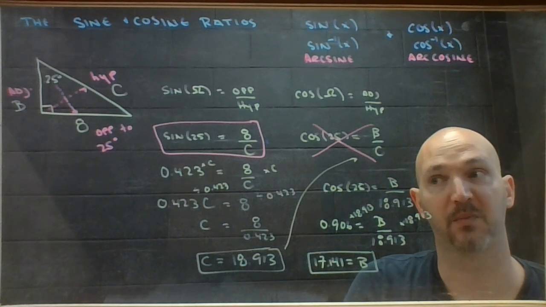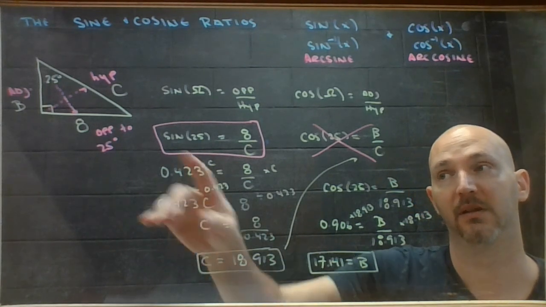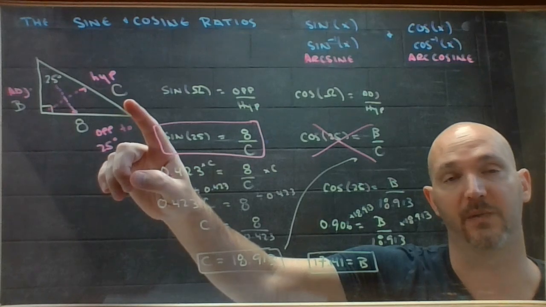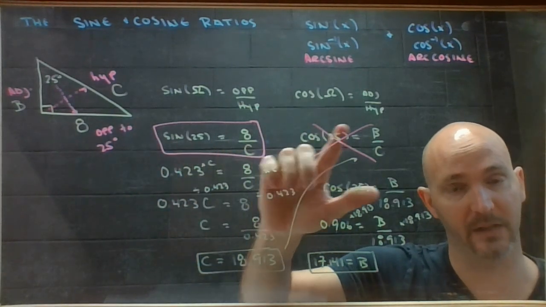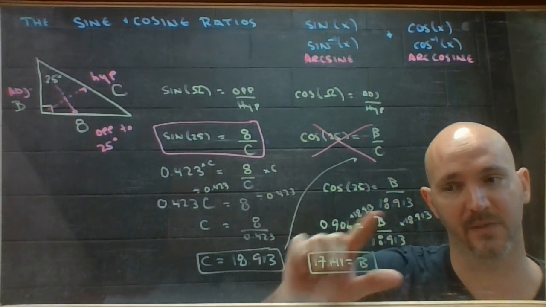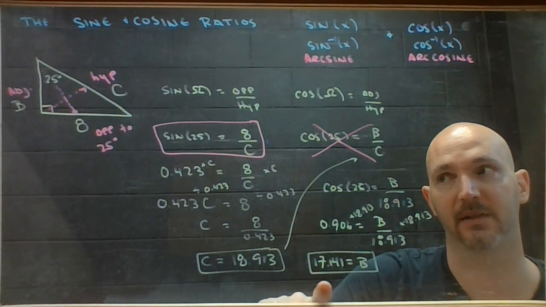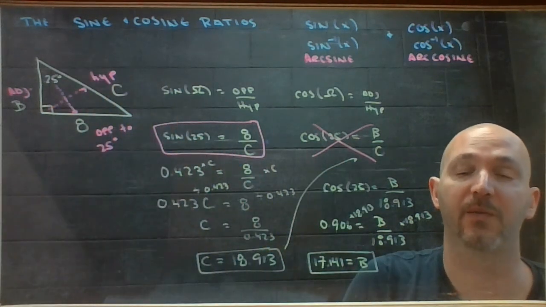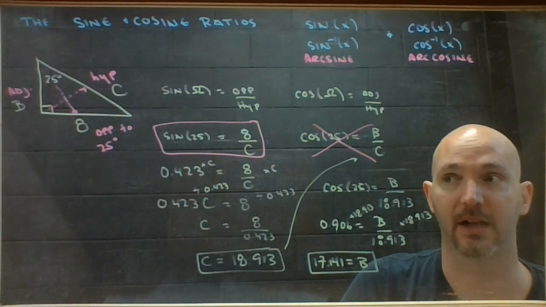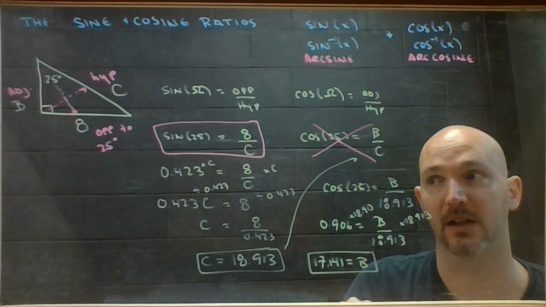So in this particular example, the sine ratio was able to find the hypotenuse for me, and then its partner ratio, the cosine, once I had that hypotenuse, was able to spit out the adjacent side. So together, those two ratios allowed me to solve this entire triangle. I now know the length of every side.